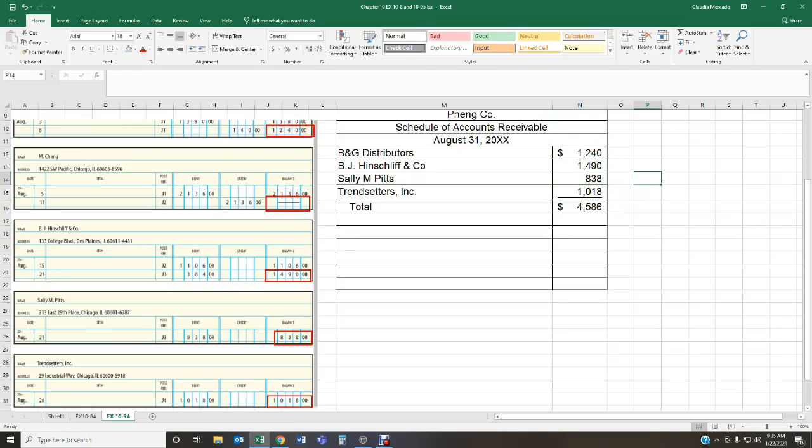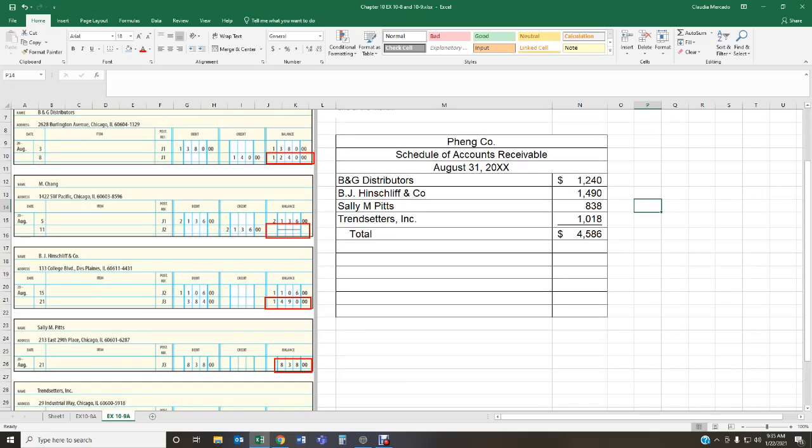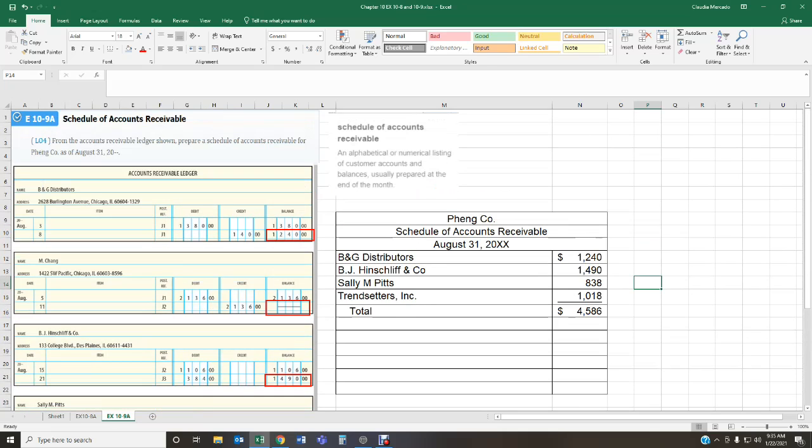So what this schedule tells me is, instead of giving all of these accounts receivable ledgers to management that they might not even know how to read, or where it might be difficult to locate the information they need, you just give them this report. This report outlines that we have 4,586 in receivables, and these are the 4 customers that owe us the money.